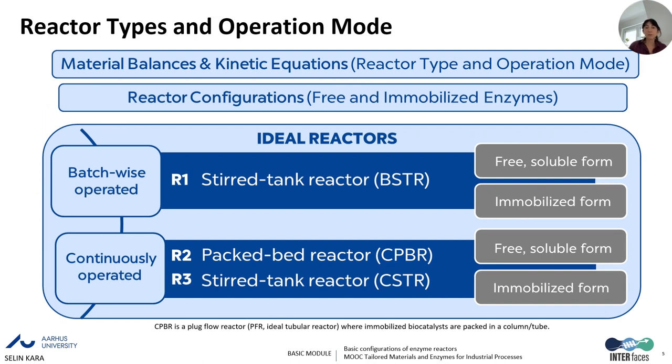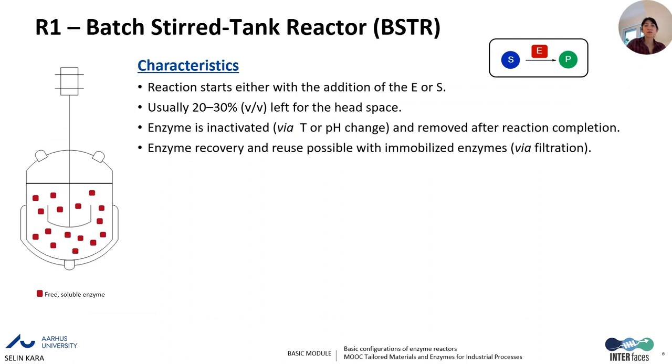So as I mentioned at the beginning, today we will be working with three different ideal reactors with the abbreviations BSTR for the batch stirred tank reactor, CPBR for the continuously operated packed bed reactor, and CSTR for the continuously operated stirred tank reactor. We will be working with material balances and kinetic equations for these reactor types and operation modes. And I will also be showing you different configurations while using free soluble enzymes or immobilized enzymes. So let's start with BSTR, the batch-wise operated stirred tank reactor.